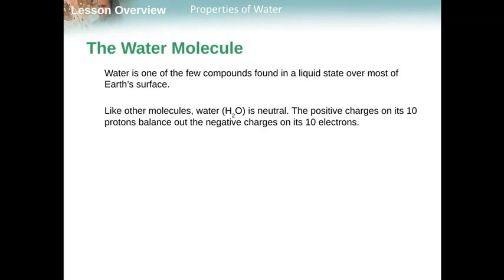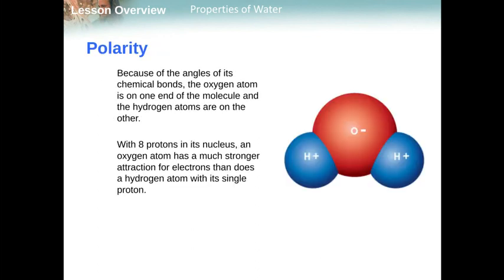Now, like other molecules, water is neutral. The positive charges on its 10 protons balance out the 10 negative charges on its 10 electrons. So plus 10 minus 10 gives us a charge of 0. Now, polarity: because of the angle of its charges, we can see we've got our hydrogens down here and our oxygen up here. The oxygen's a lot bigger than the hydrogen. It gives one end of the molecule a negative region and the other end a positive region. But again, overall, it still remains neutral. Remember, 10 positive, 10 negative, still giving us 0.